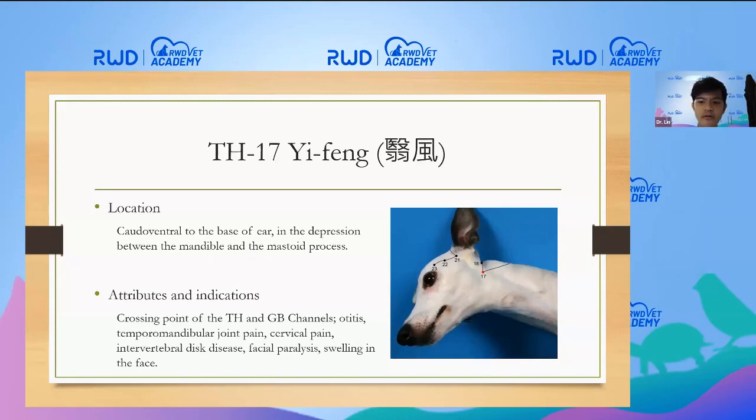TH17, Yifeng, caudal-ventral to the base of the ear, in the depression between the mandible and the mastoid process. Attributes and indications: crossing point of the TH and GB meridians; otitis, temporomandibular joint pain, cervical pain, intervertebral disc disease, facial paralysis, swelling in the face.